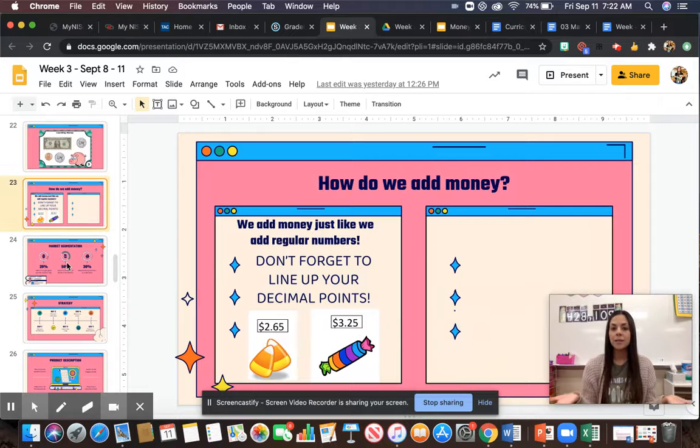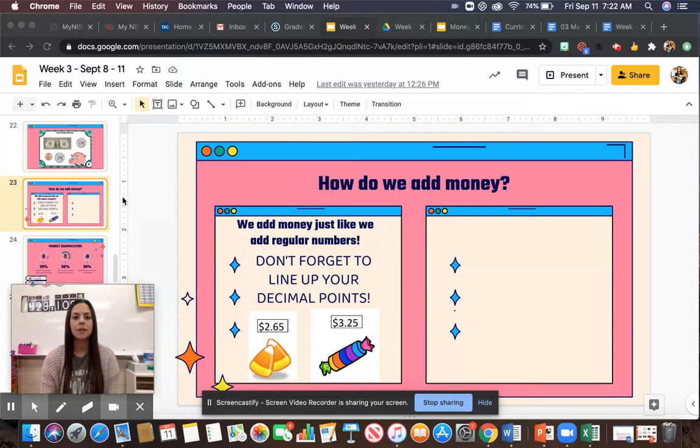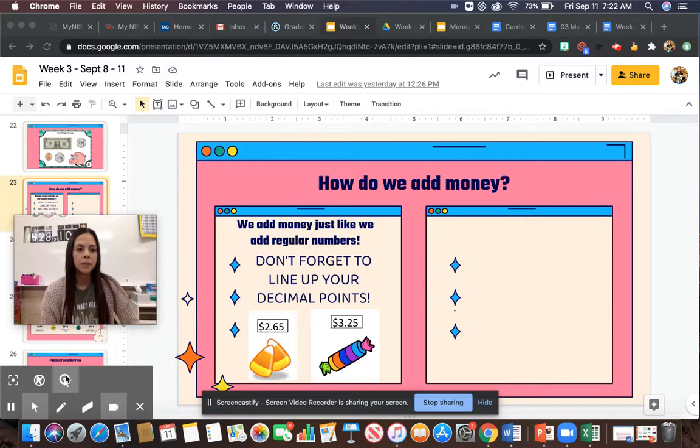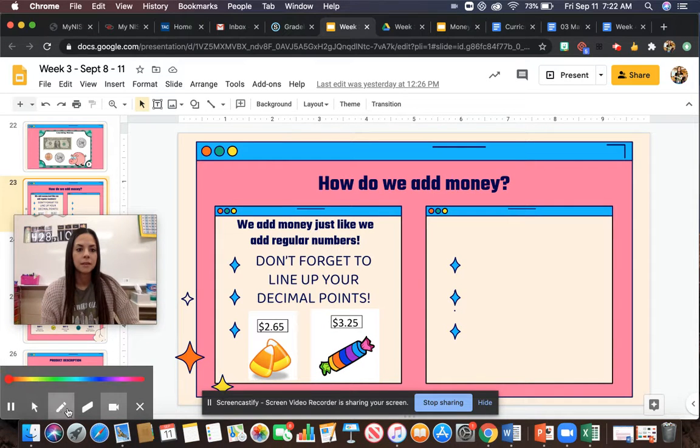So how do we add money? If we have two values, how do we add that money? We add money just like we add regular numbers. You know how we line them up in order of place value? But the one important thing when we're adding money is we cannot forget to line up our decimal points. I have an example for you right here.